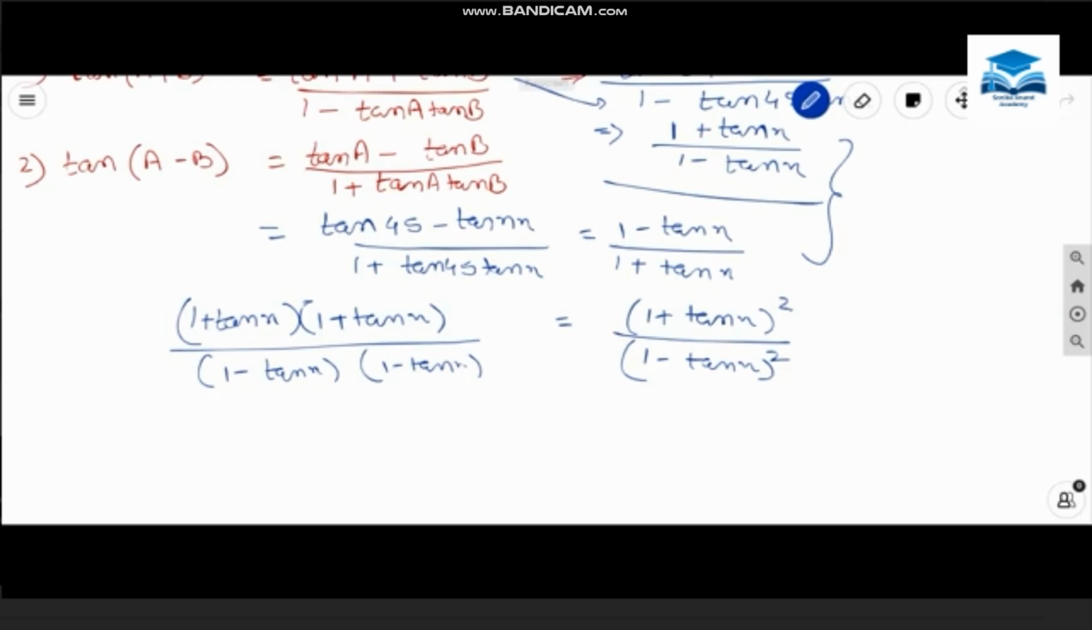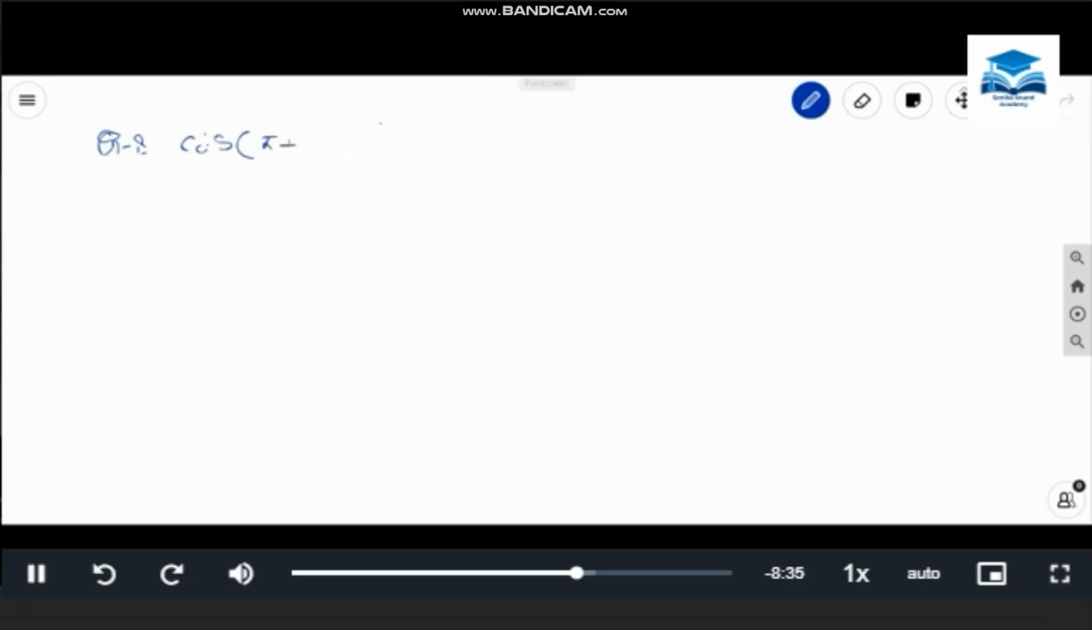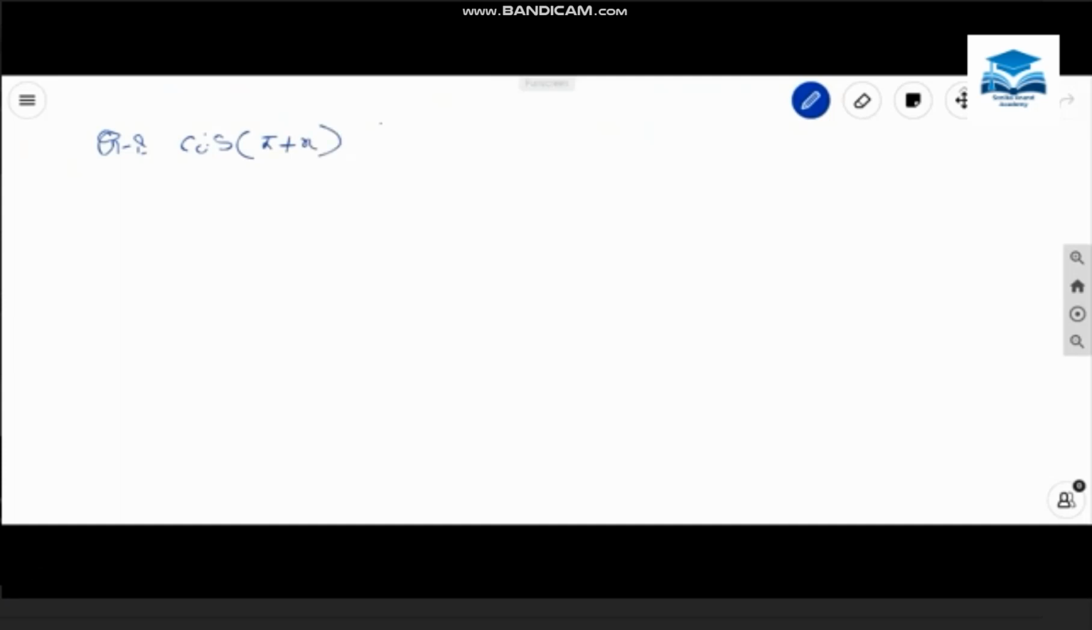Now next question. Question number 8. We have cos of pi plus x into cos of minus x. In order to solve these questions, you need to have a very good command on the quadrants.